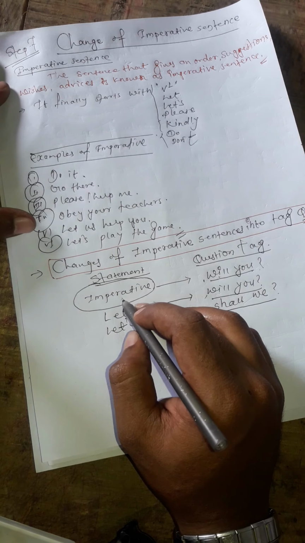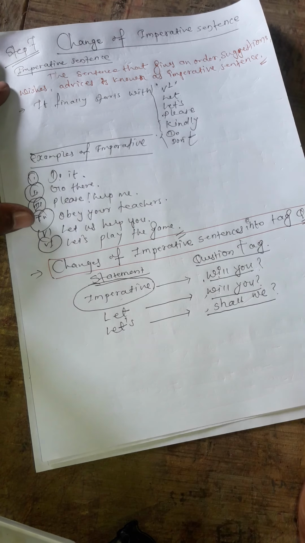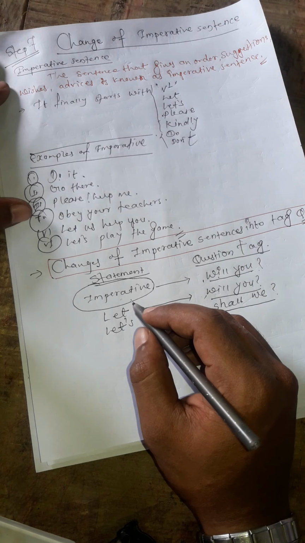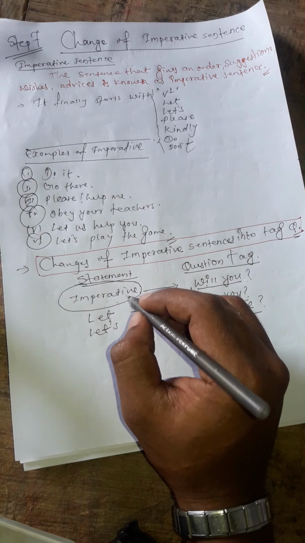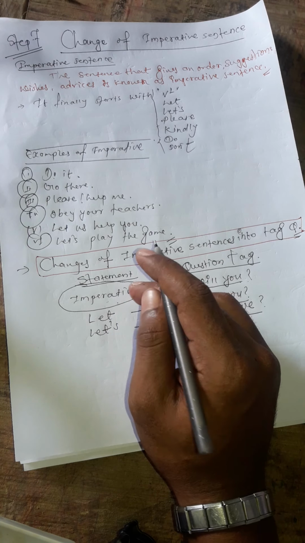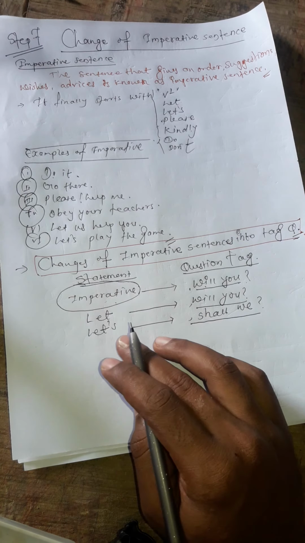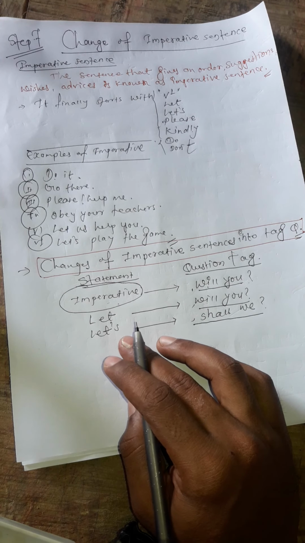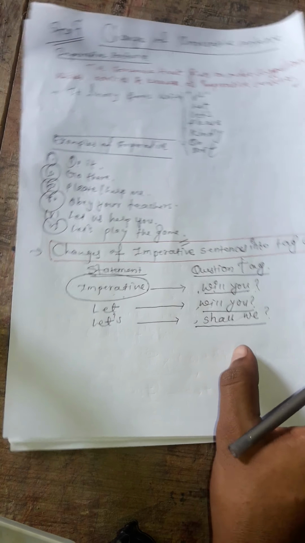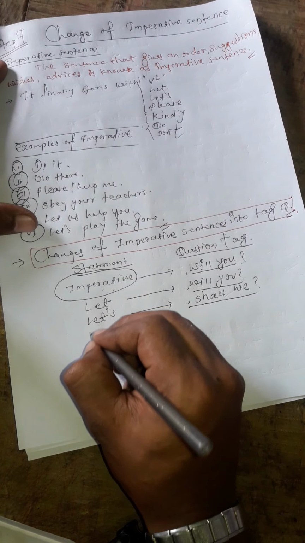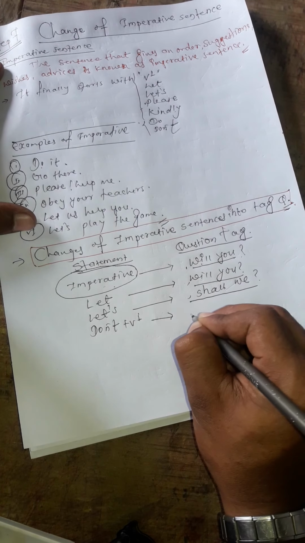If the statement is a normal imperative, that means it may be started with verb 1, like do, go, read, sleep, then you have to add will you in the question tag. And if the statement is started by let, then you have to write will you. But if there is let's at the first of the statement, in the question tag we have to write shall we. If it is started with don't plus verb 1, then you have to write will you.